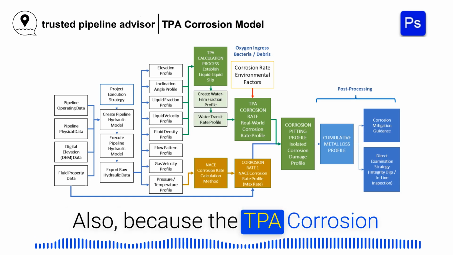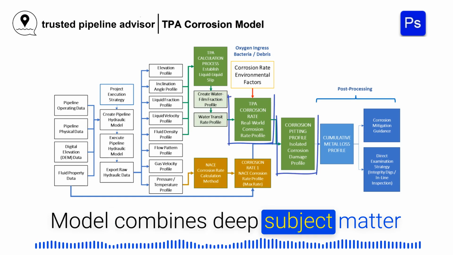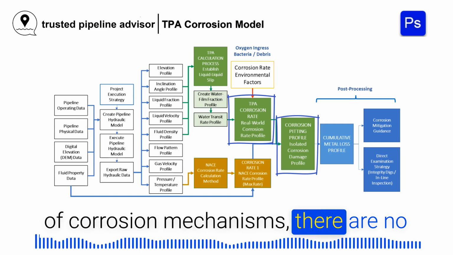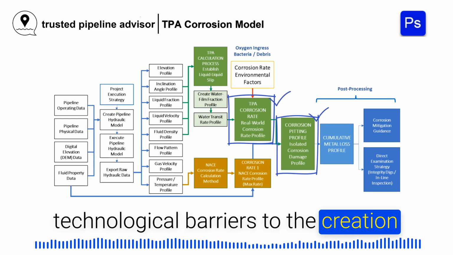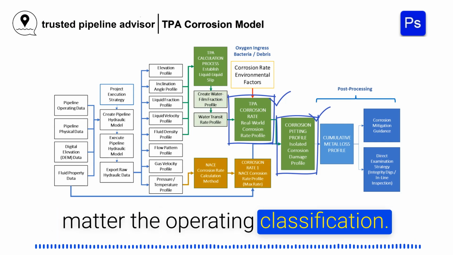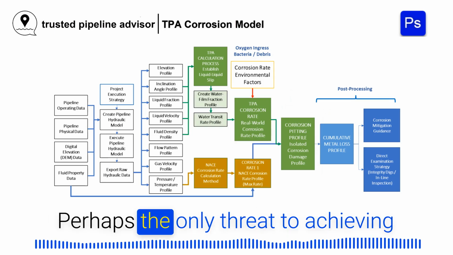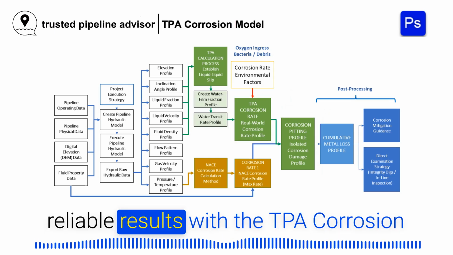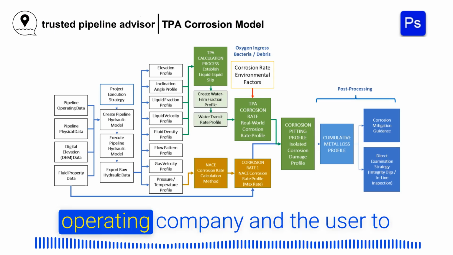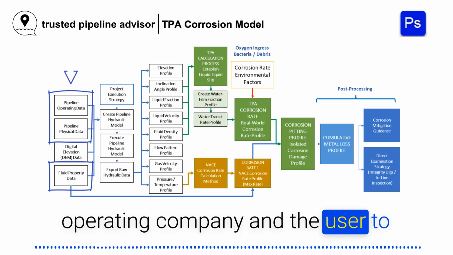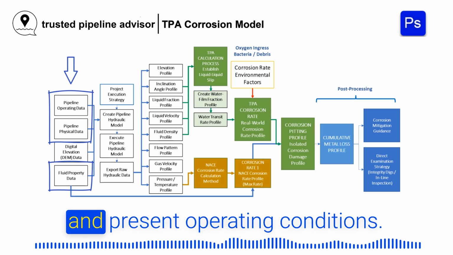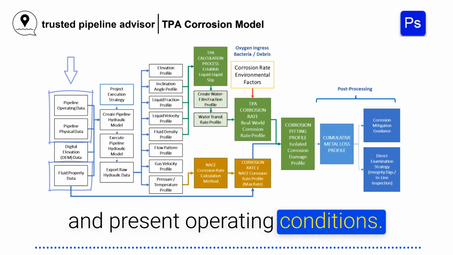Also, because the TPA corrosion model combines deep subject matter knowledge and experience in the field of corrosion mechanisms, there are no technological barriers to the creation of a valid corrosion hazard profile, no matter the operating classification. Perhaps the only threat to achieving reliable results with the TPA corrosion model lies with the ability of the operating company and the user to properly define the physical pipeline network connectivity, and historical and present operating conditions.